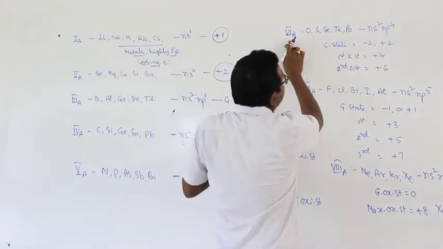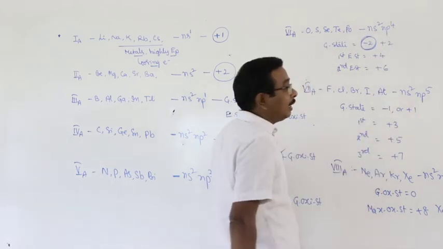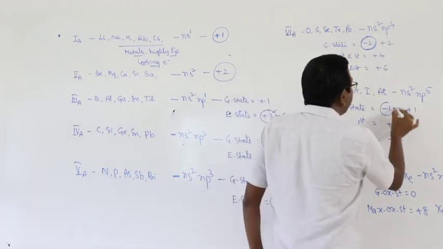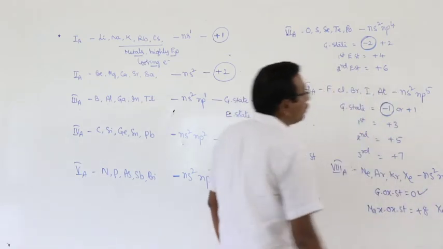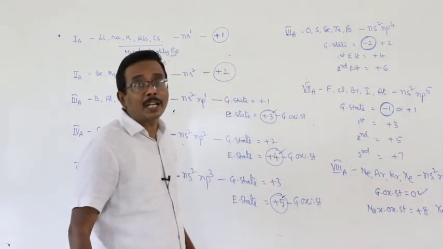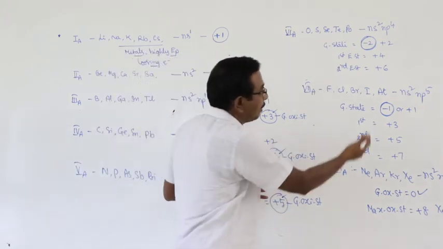What is the general oxidation state of sixth group elements? This is different, -2. General oxidation state of 7th group elements -1. General oxidation state of 8th group elements 0. How can you calculate? G minus 8. Here the formula is G minus 8.